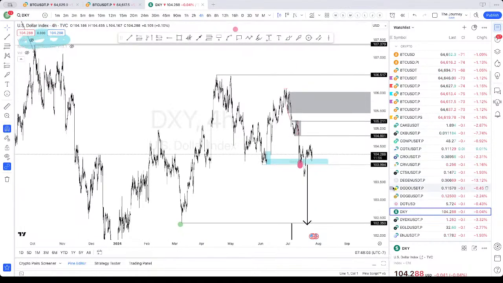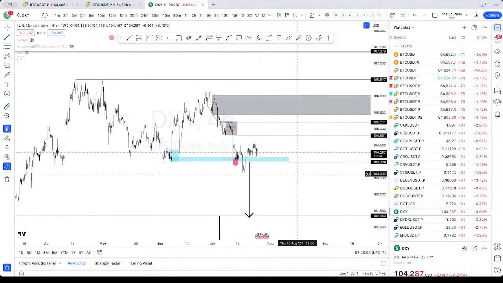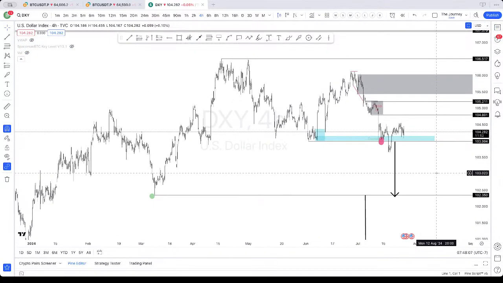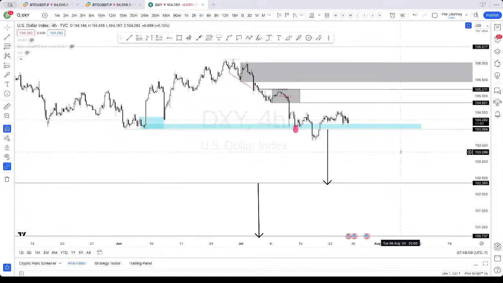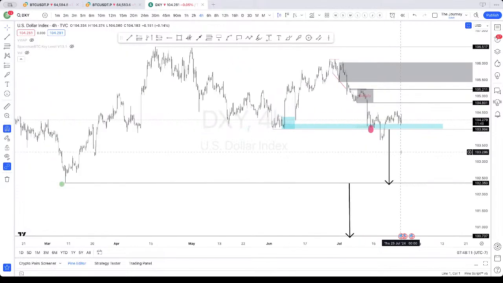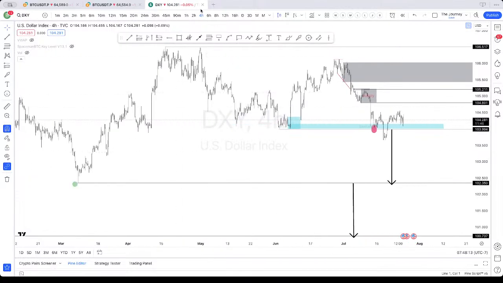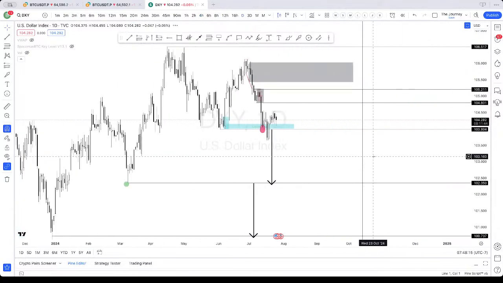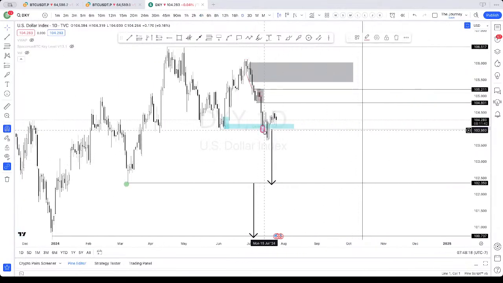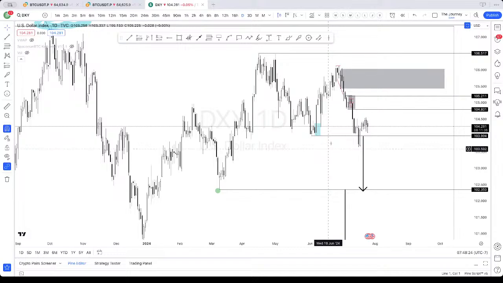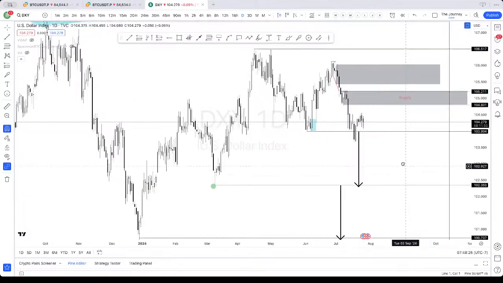All right, DXY. You haven't really done anything since the last time I looked at you, DXY. But okay, hold on. Let's get up in time frames, and let's delete some of this stuff so I can read better.